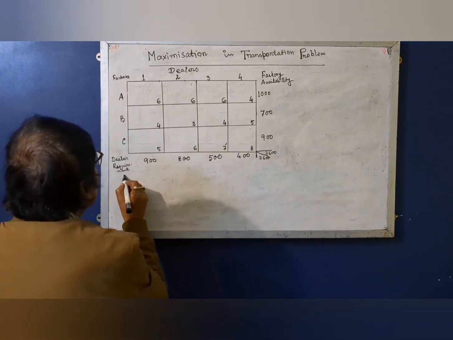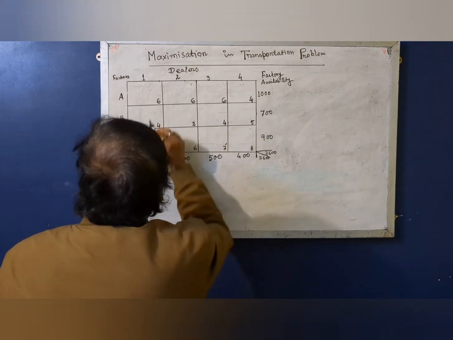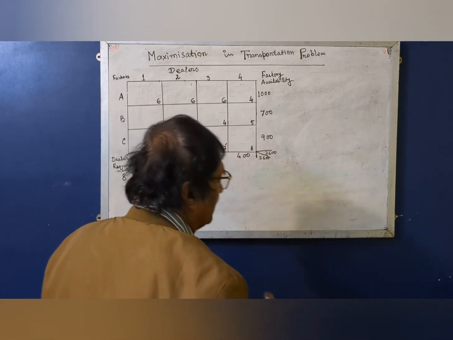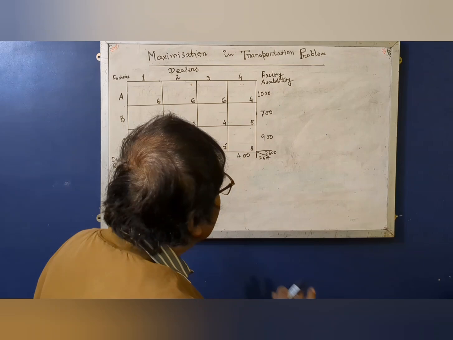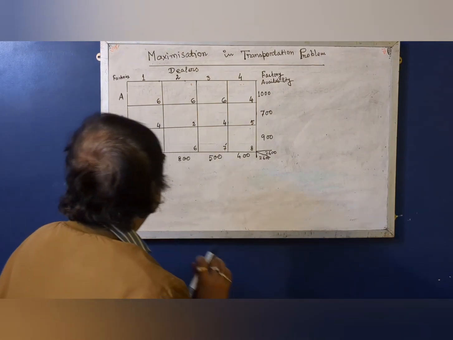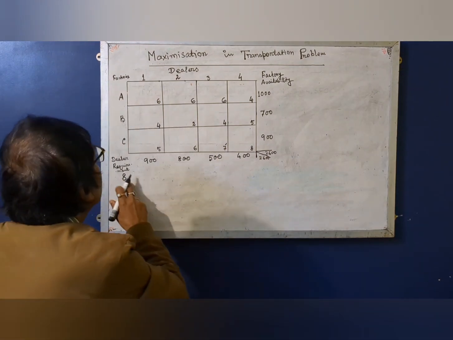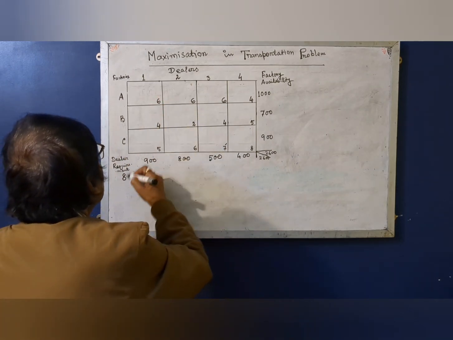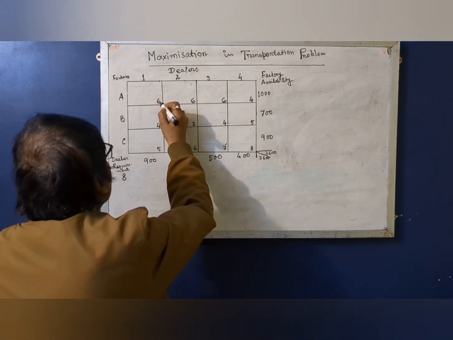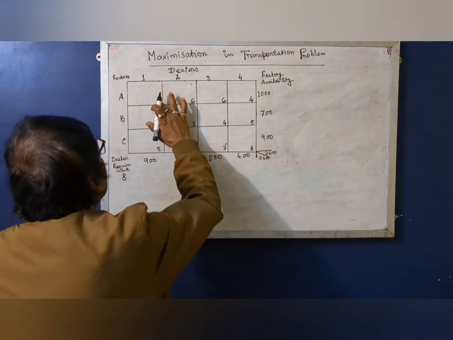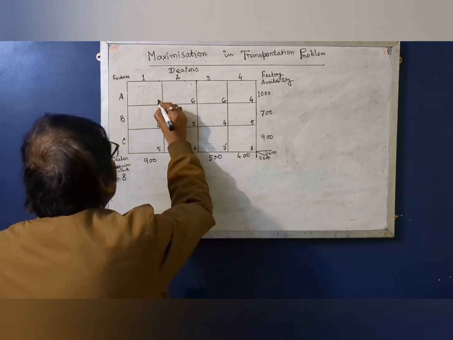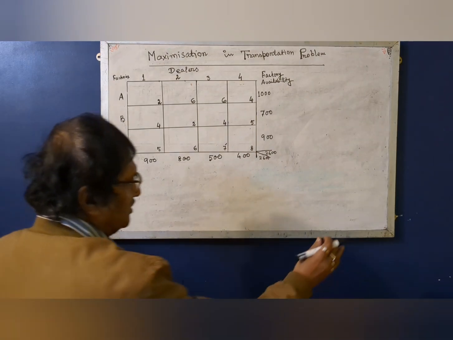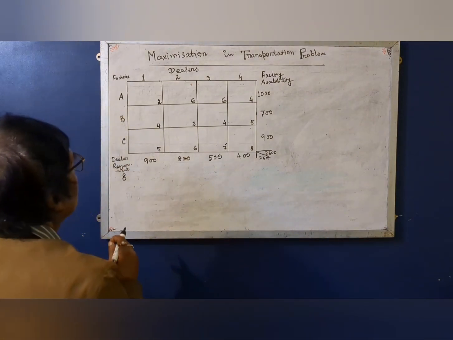In this case, the maximum element is 8. I have to subtract all the elements from that element and prepare a new matrix. To save space, I am doing these steps in the same matrix itself. How? First, subtract 6, this is the profit per unit, from 8. Then what will you get? You will get 2. I am writing in the same matrix, but you will do it in a separate matrix, just to save space.